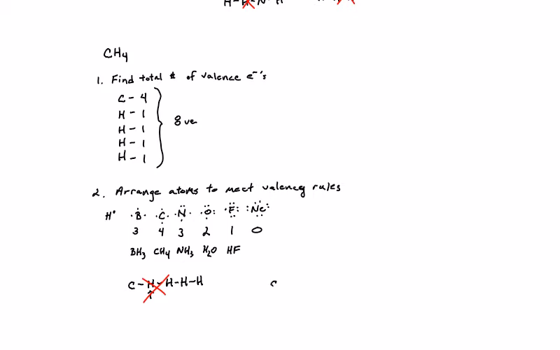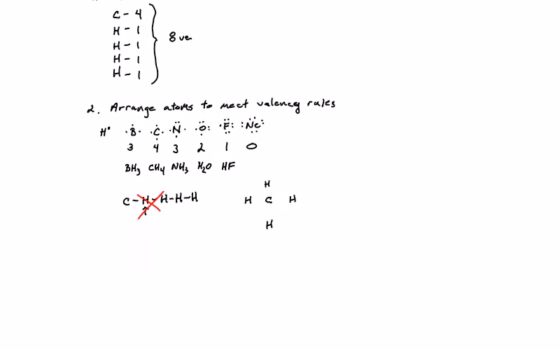Okay, so what if I were to arrange it like this? By drawing it this way, I'm implying that each hydrogen is individually attached to the carbon. And then the third step is to simply distribute the valence electrons. We want to distribute those valence electrons in a way that gives every atom its full complement of electrons.